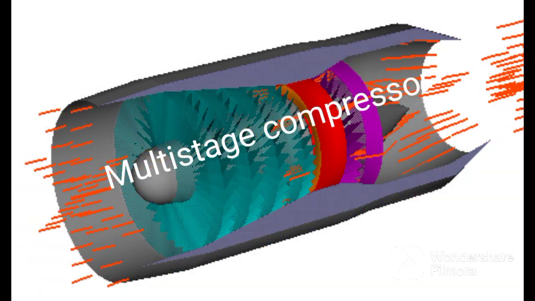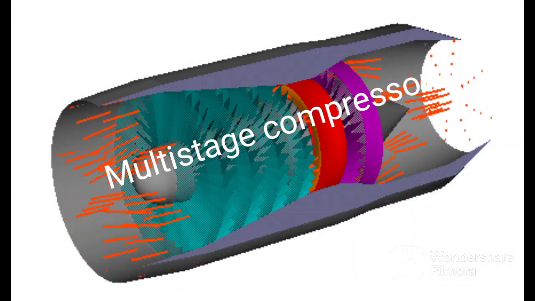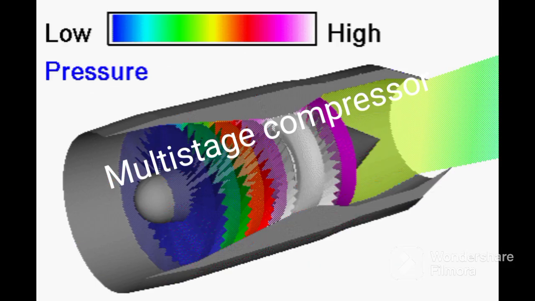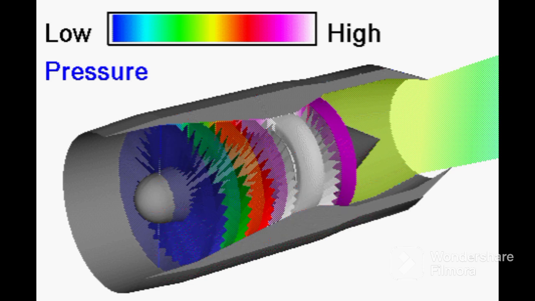Number 3. Multi-stage compressor. Multi-stage compressors are used in aircraft engines to achieve higher levels of compression and greater efficiency. A multi-stage compressor consists of several stages of compressor blades, each of which compresses the air a little more than the previous stage, resulting in a highly compressed air stream.